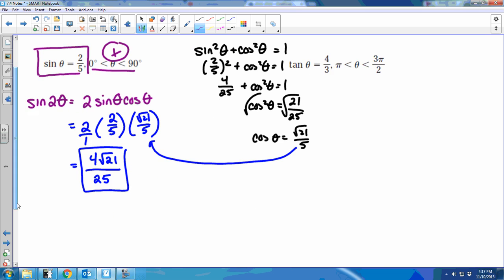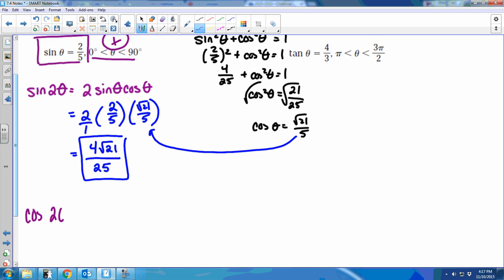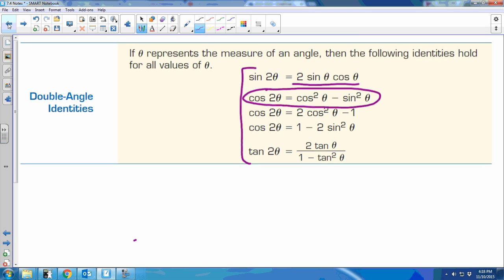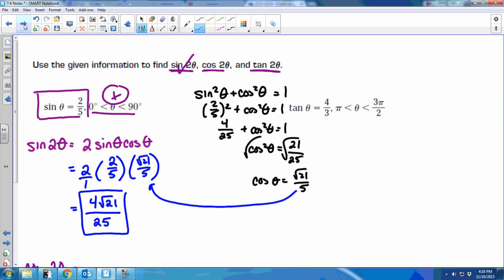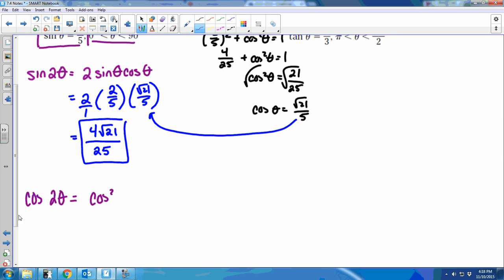Now we're going to find cosine 2 theta. Again, you have 3 choices. If you just had cosine, I would, of course, use the second one. If you just had sine, I would use the third one. We have both, so I'm going to go ahead and use what's on the formula sheet. So it says cosine squared theta minus sine squared theta. Be careful, 2 and squared are not the same thing, so make sure you're using your notation correctly. So cosine is the square root of 21 over 5, and we're going to square that. Minus sine is still 2/5, and we're going to square that.